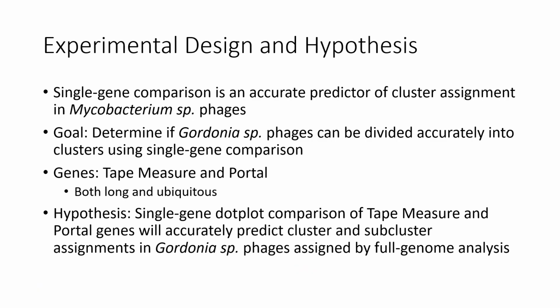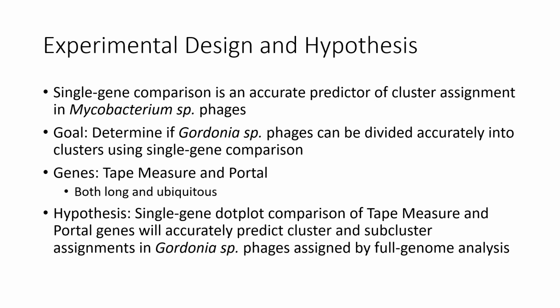It's been previously shown that single gene comparison is an accurate predictor of cluster assignment in Mycobacterium phages. So these would be phages that infect bacteria belonging to the genus Mycobacterium. So the goal of my project was to determine if Gordoniophages, being phages that infect bacteria from the genus Gordonia, can be divided accurately into clusters using single gene comparison.